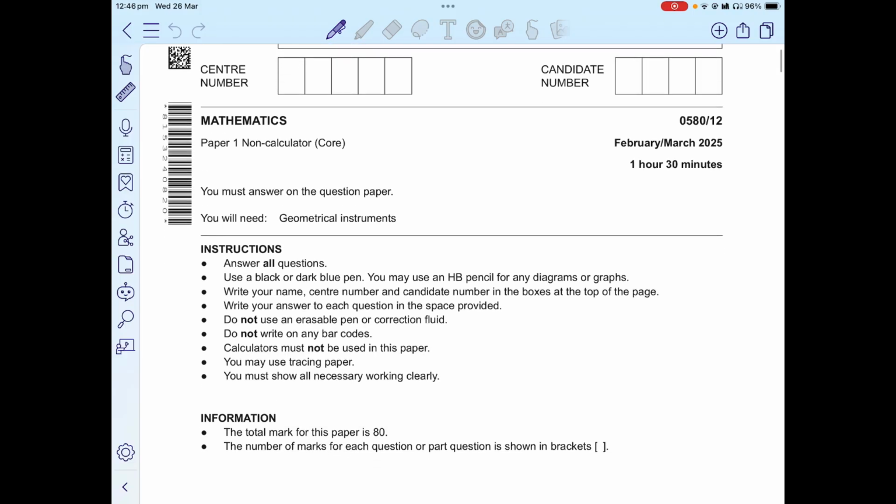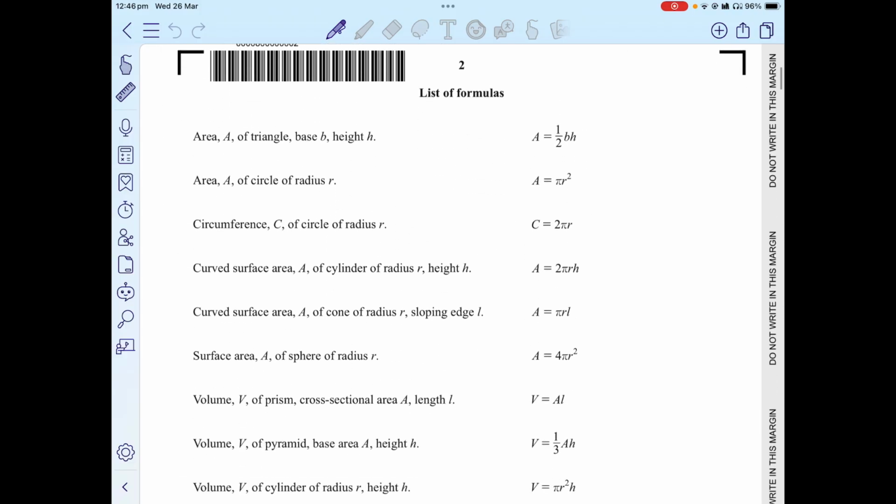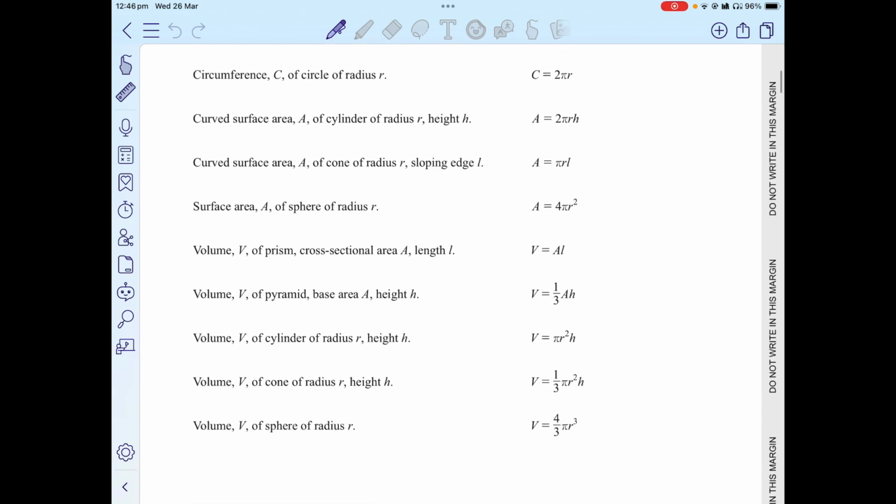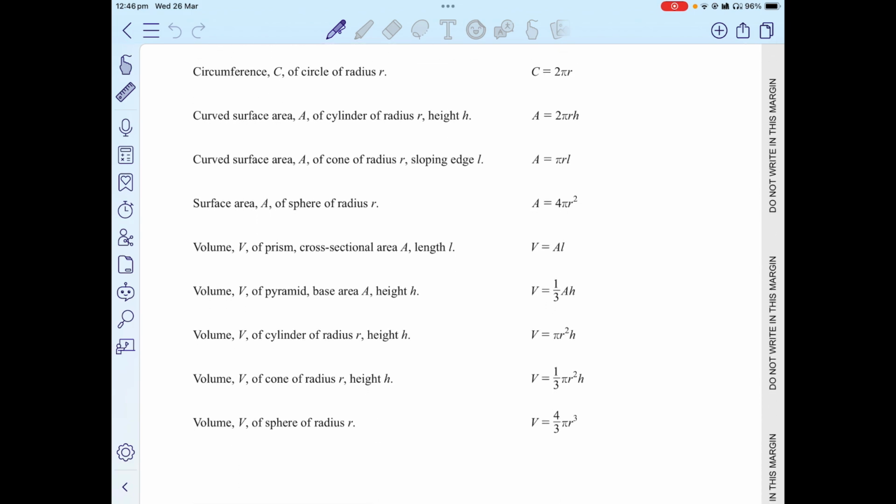Alright, let's get started with this paper. Now in this paper, there's a list of formulas that has been provided to you, which you can use throughout the paper. These are for areas and volumes. So please do make appropriate use of these formulas and go through them so that you know which formula will be used, where and how exactly it works.